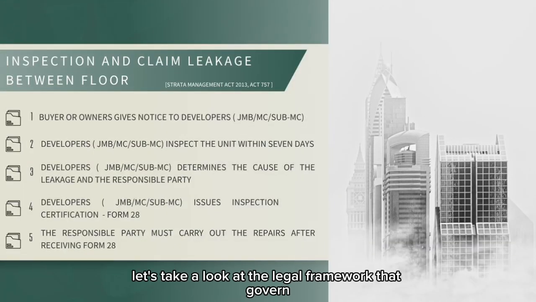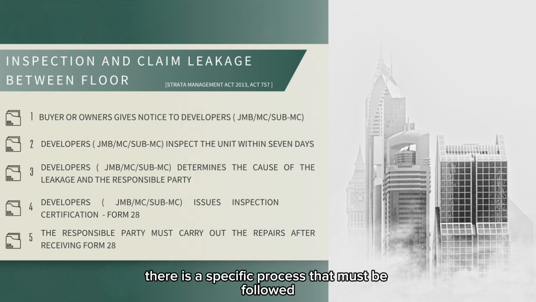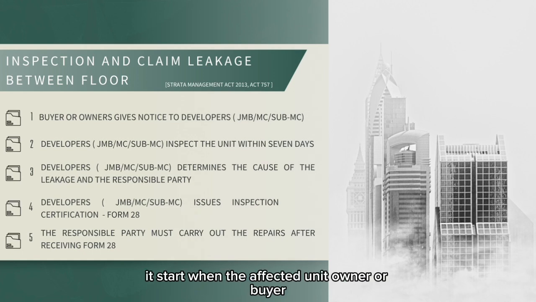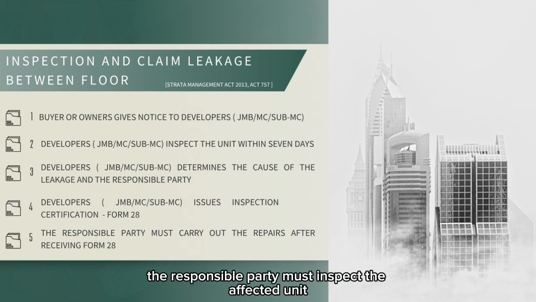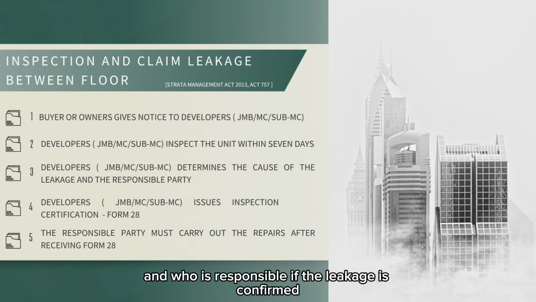Now, let's take a look at the legal framework that governs inter-floor leakage issues under the Strata Management Act 2013, also known as Act 757. According to the Act, there is a specific process that must be followed when leakage occurs between units. It starts with the affected unit owner or buyer submitting a formal notice to the developer, Joint Management Body or Management Corporation. Within 7 days, the responsible party must inspect the affected unit to determine the cause of the leakage and who is responsible.